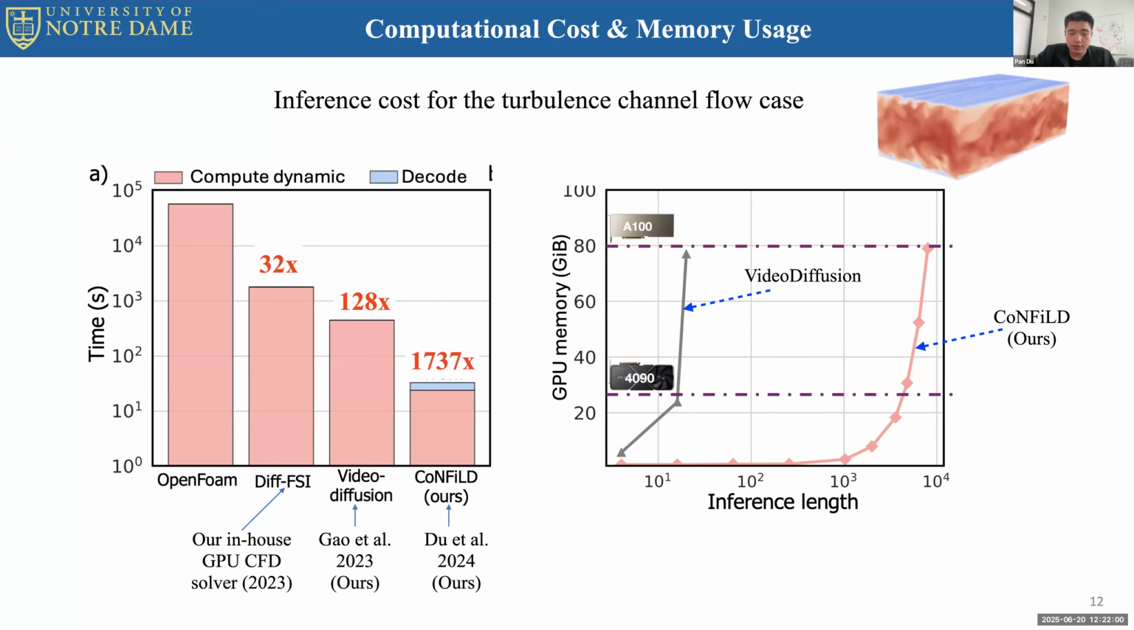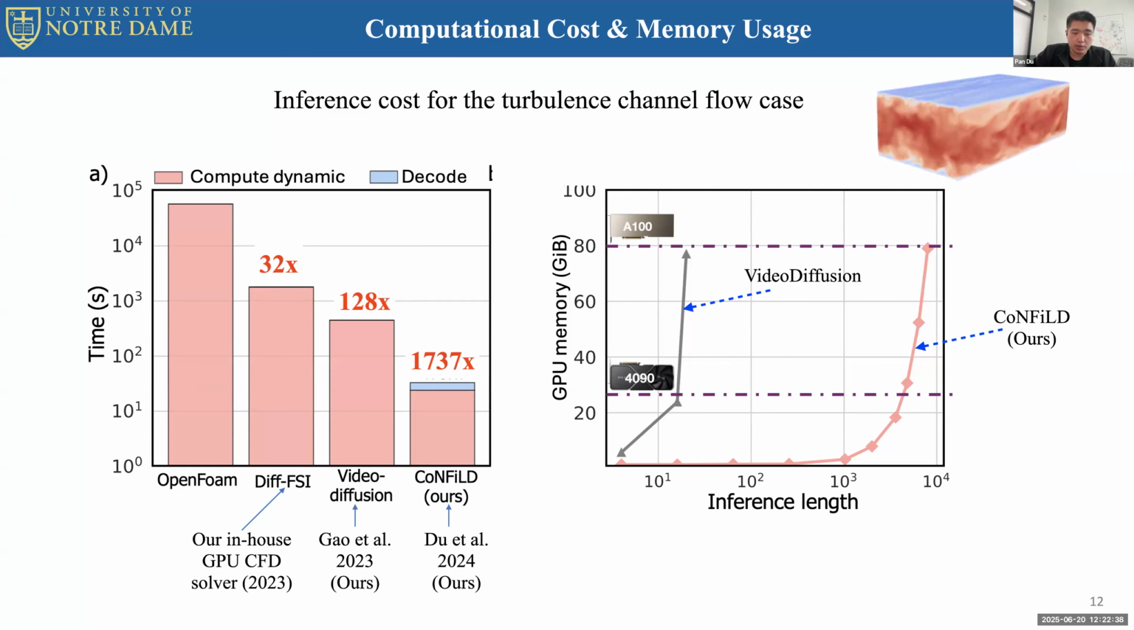And we consecutively plot out state-of-the-art AI-accelerated turbulence simulation methods in the second, third, and fourth columns. The second one is DiffFSI, which is our in-house GPU-enabled CFD solver based on the immersed boundary method. The third one is a very state-of-the-art model architecture called video diffusion, which we used in our previous application to generate spatial-temporal turbulence. And the last column is our CoNFiLD.